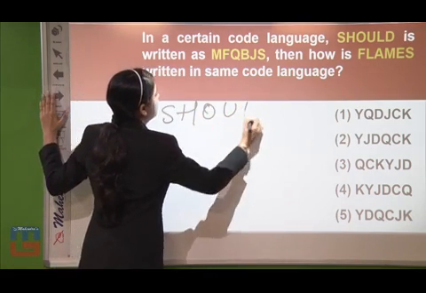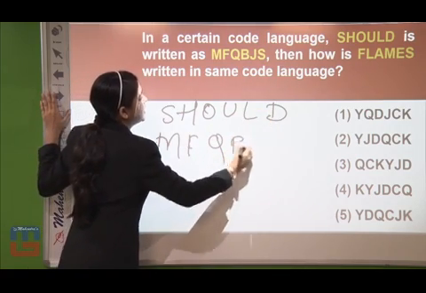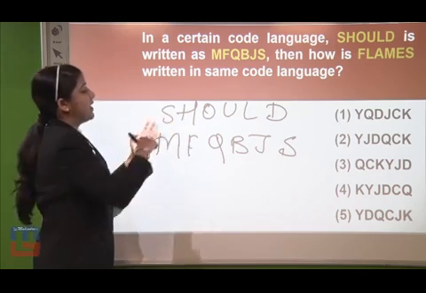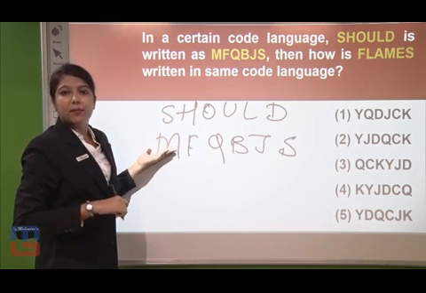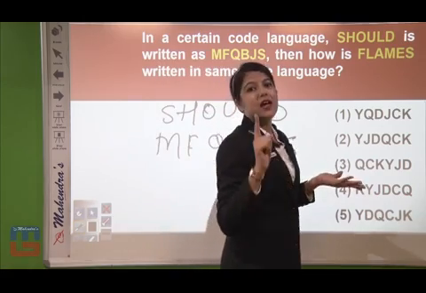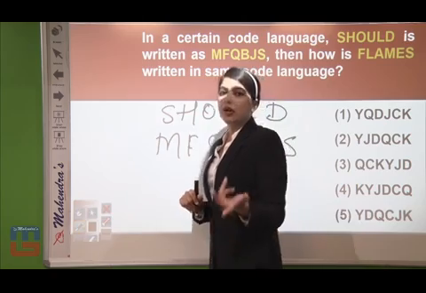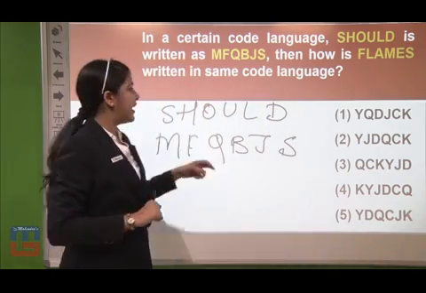If we are talking about SHOULD, we have to relate it with M, F, Q, B, J and S. And now S relation with M. See, S can be related to M, but the relation will be very much far away from each other, and the counting between two letters will make you confused more. So we'll check the next letter.